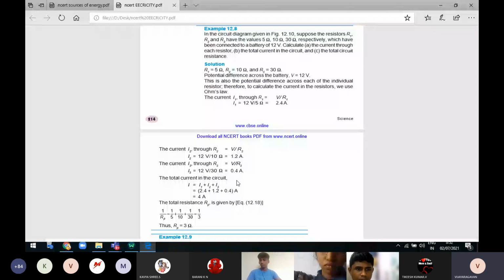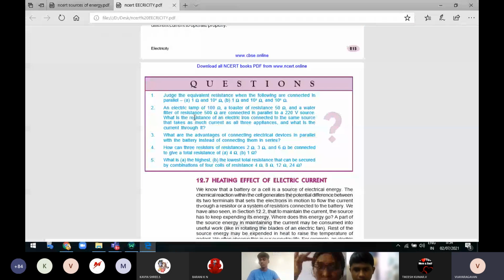For this connection, if you add 2 plus 3 plus 6, what do we get? 2 plus 6 is 8, 8 plus 3 is 11. Let me recheck. The answer 10 is not given there, so it is the wrong answer. When you connect the resistors in series, we won't get the given answer. They are asking how you will get the 4 ohm resistor. When I connect in series, I can't get this.